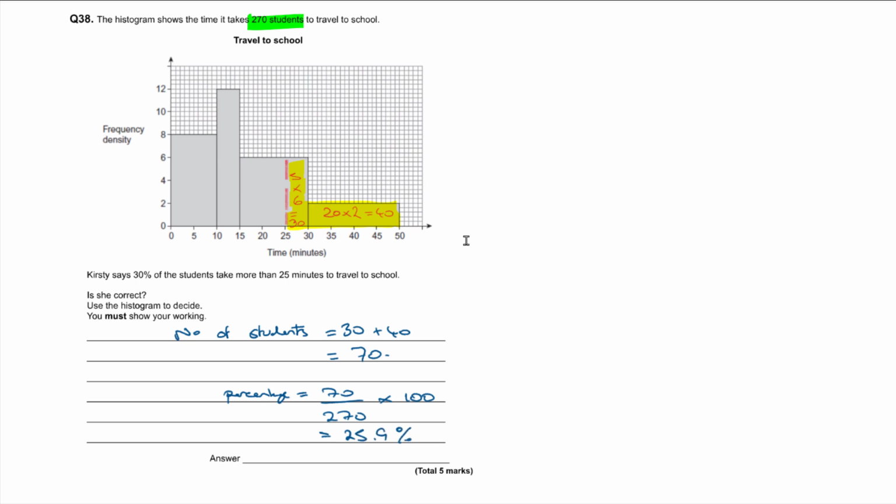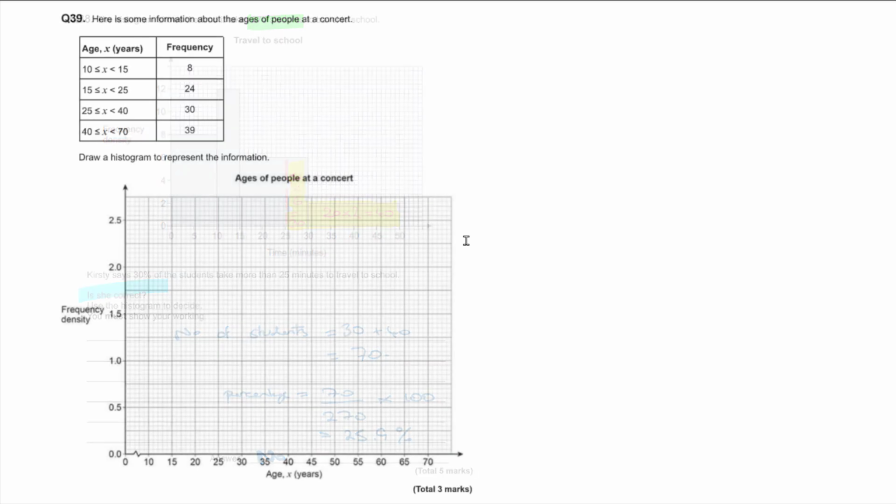So remember, we need to answer the question. The answer is not 25.9%. The question was, is she correct? And the answer is no. Okay, because it's not 30%. It's 25.9.